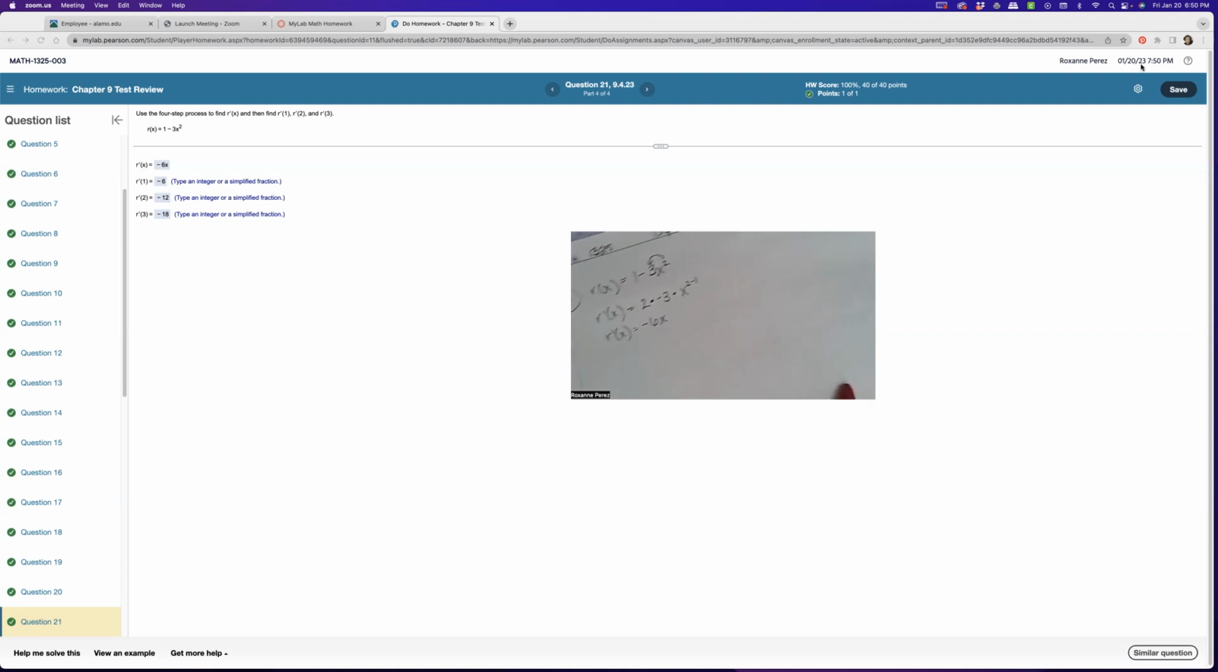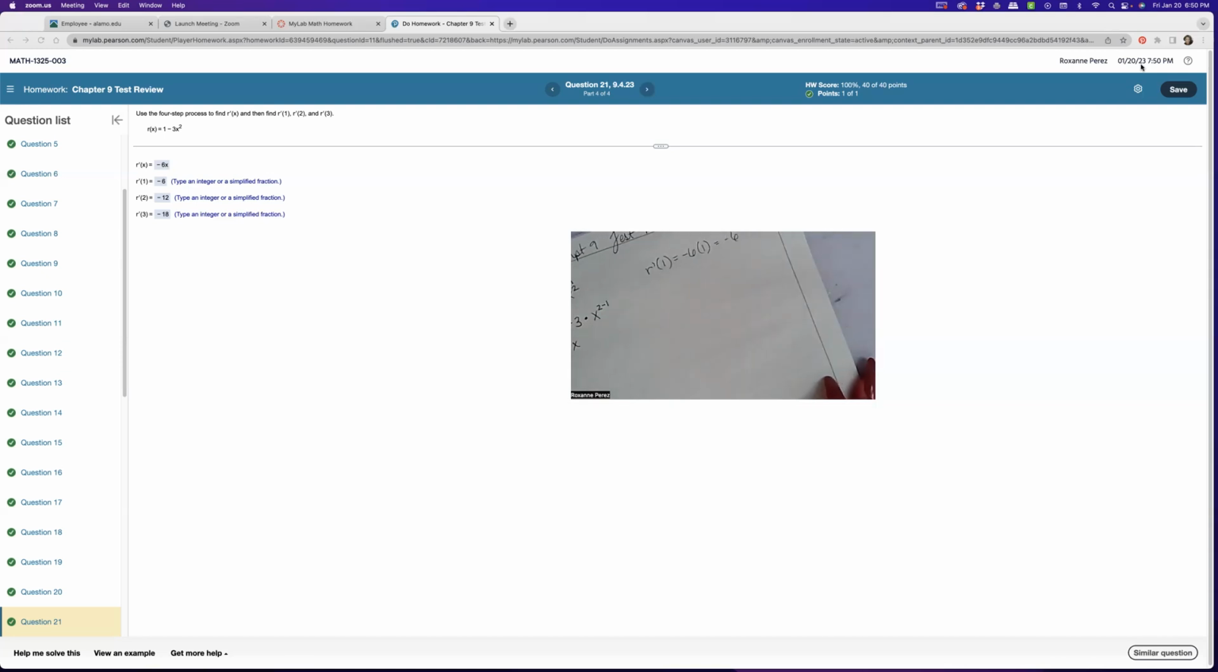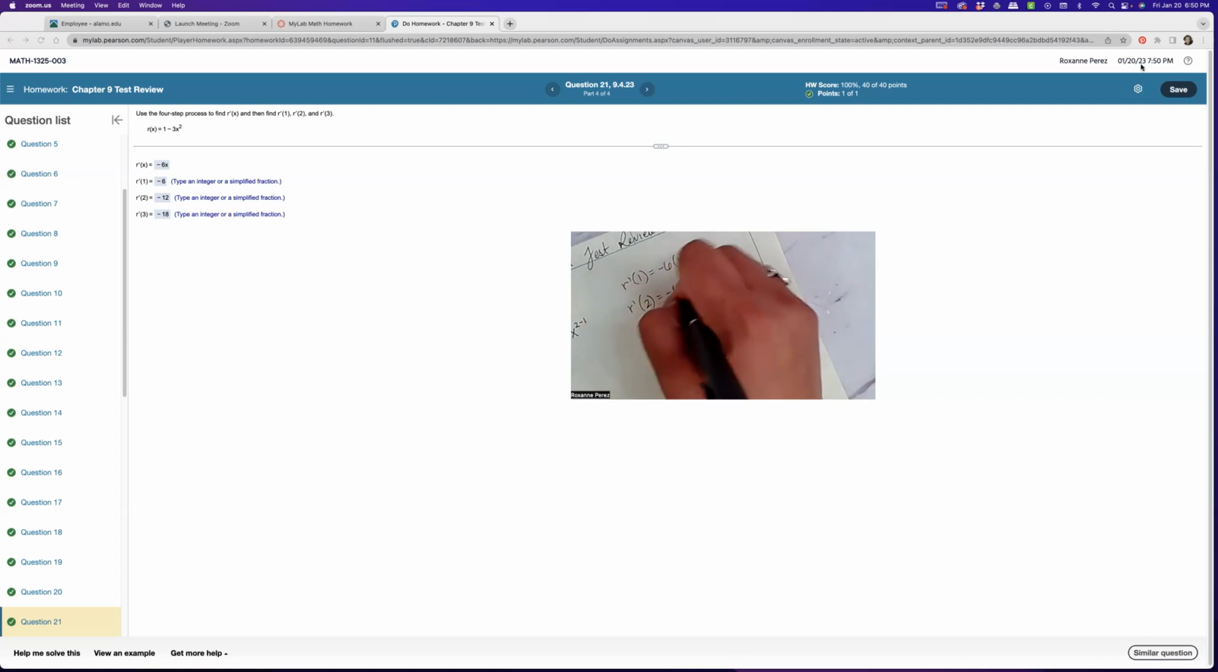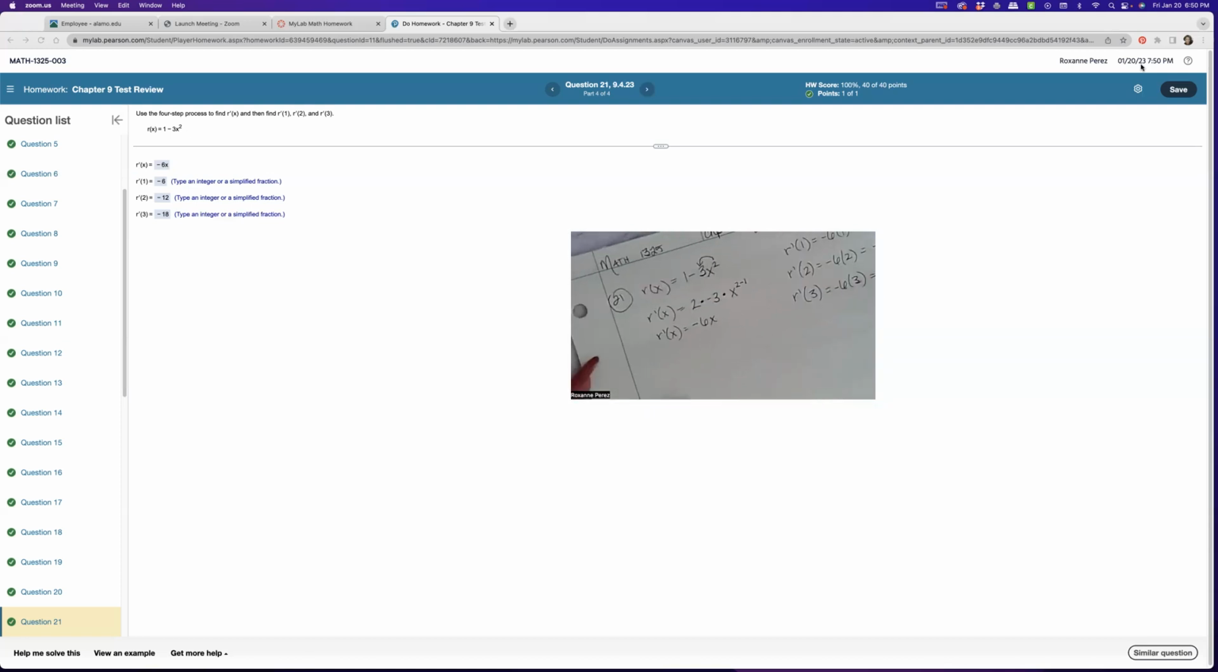So that is our first derivative. Okay, the next A, B, and C, it's simply evaluating this first derivative at the values given. So r prime evaluated at 1 is negative 6 times 1 gives you negative 6. R prime evaluated at 2, negative 6 times 2 gives you a negative 12. R prime evaluated at 3 is negative 6 times 3 gives you a value of negative 18. And we're done. Okay.